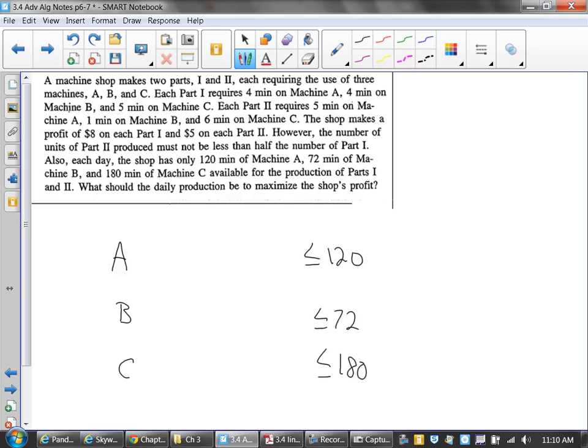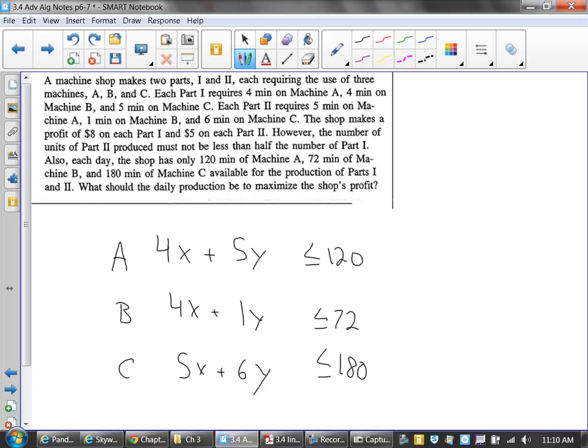All right. Now, it says that each part 1 and part 2, I'm going to use X and Y. Is that okay? Part 1 is X, part 2 is Y. So for machine A, you have X plus Y. You have that for all of these. But you have specific amounts of time. What do you got? Part A has 4 and 5. This one is 4 and 1, and then 5 and 6.